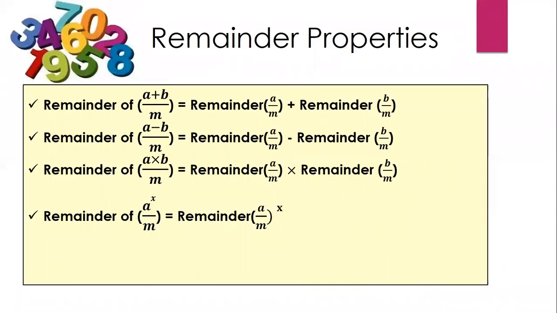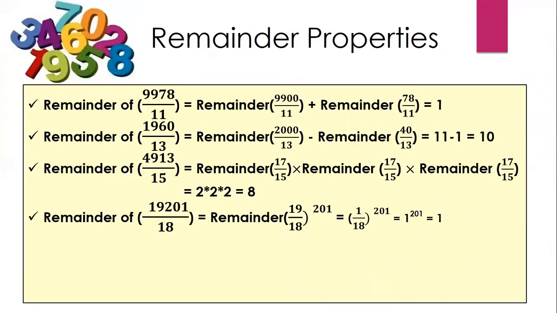First, remainders can be split based on addition, subtraction or multiplication. Remainder of a plus b by m can be written as remainder of a by m plus remainder of b by m. Same way, the negative property also: remainder of a minus b by m can be written as remainder of a by m minus remainder of b by m. Remainder of a into b by m will be written as remainder of a by m into remainder of b by m. Based on the powers rule, remainder of a power x when divided by m will be equal to remainder of a by m, to the whole power x.